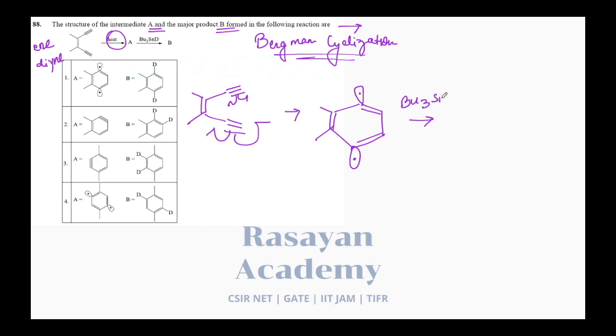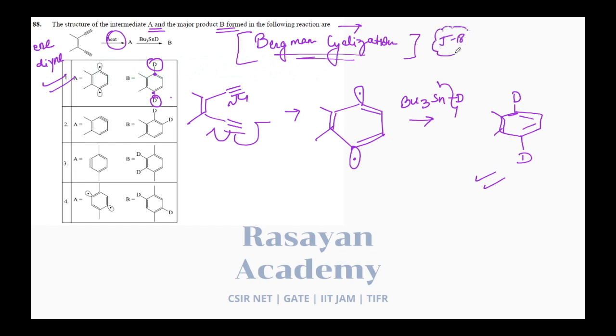or a deuterium source, it is going to abstract the deuterium, and the final product is going to be 1,4-dideuterium in this case. Yes, this is your benzene molecule that you obtained, and on the 1 and the 4 position you are going to get 2 deuterium atoms. Okay, so this is a very simple reaction, Bergman cyclization radical reaction, asked in June 2018.